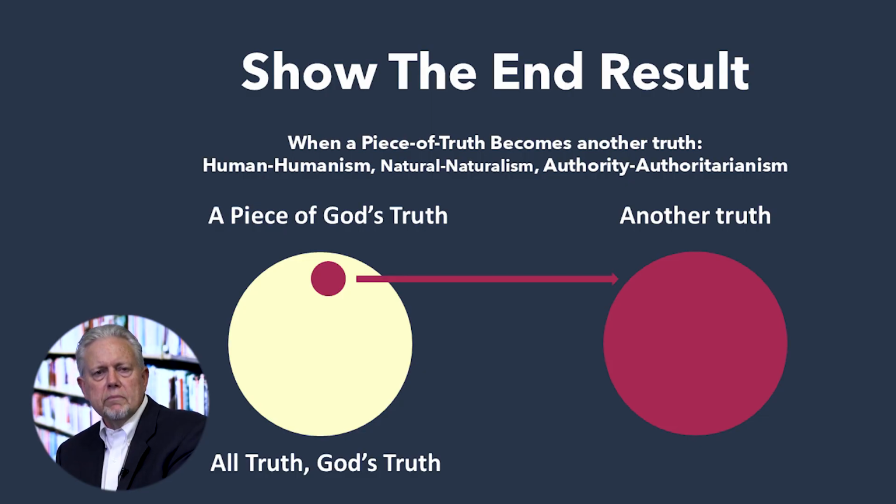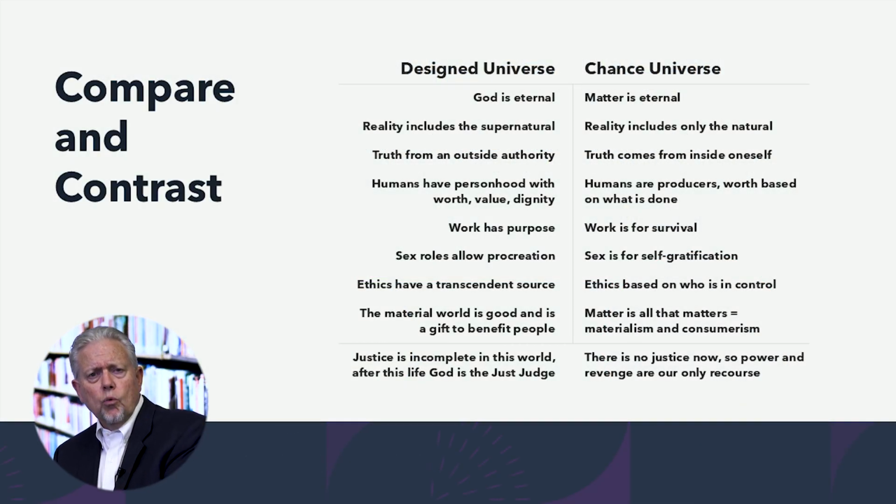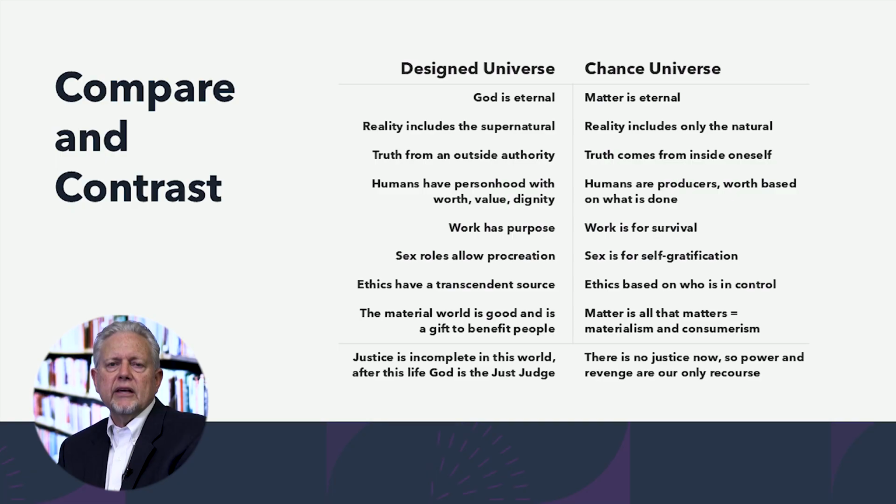Another way that we might get after this is simply comparing and contrasting what somebody else believes. So if we have a chance universe versus a designed universe, for instance, we see very distinctive points of view. We see that matter is eternal versus God is eternal, or that reality is based in the supernatural versus the natural world. All of these concerns are really important, and you can go down the list and see the contrast in the different points of view. This might be a good way to help students to understand how to think Christianly in their classrooms.